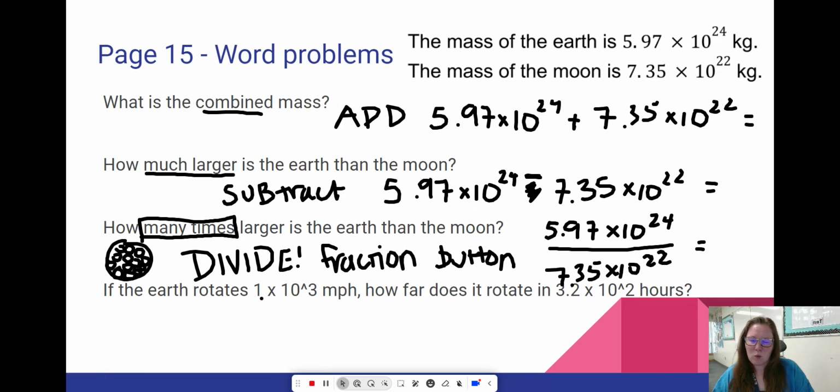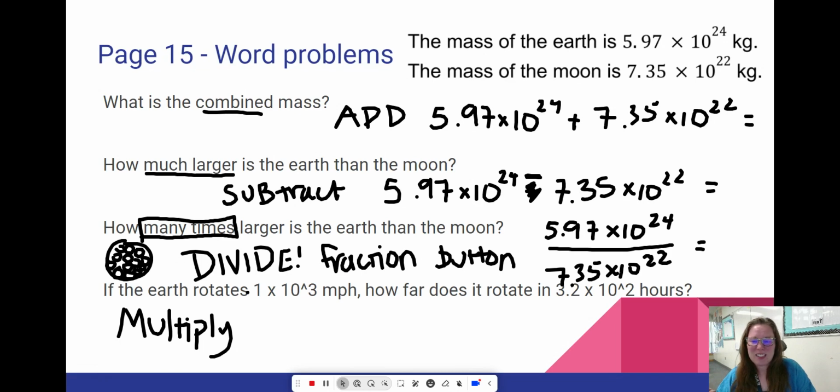If the Earth rotates 1 times 10 to the 3rd miles per hour, how far does it rotate in 3.2 times 10 to the 2nd hours? There are multiple strategies to think of how to do this, but really it's just we're having it rotate over the same amount over and over and over again. Anytime we have the same number over and over and over repeated, that means we're going to multiply. Also, process of elimination, we already did add, subtract, and divide, so what's left to multiply? Multiply.